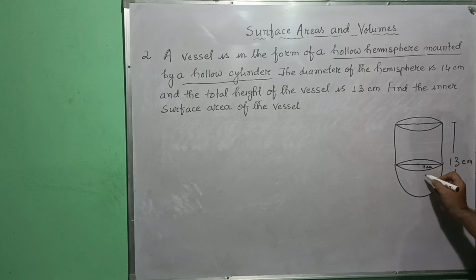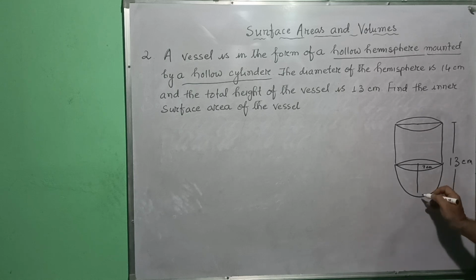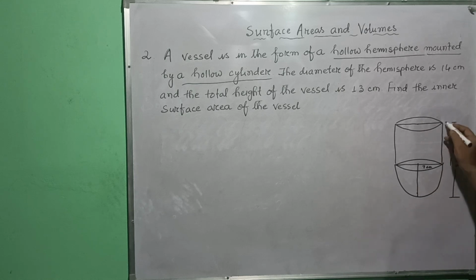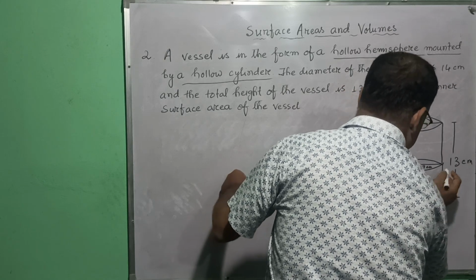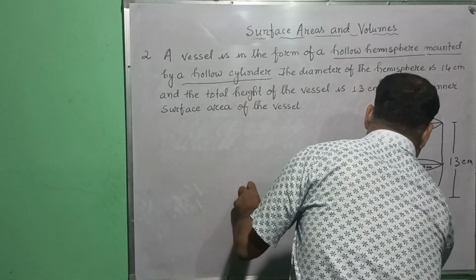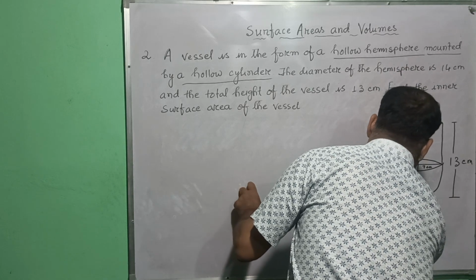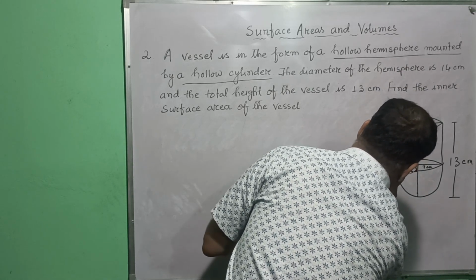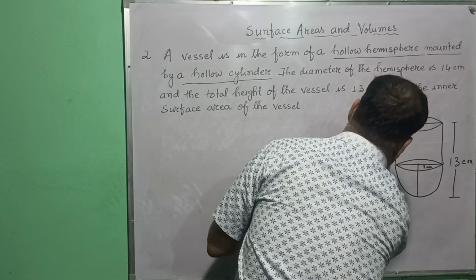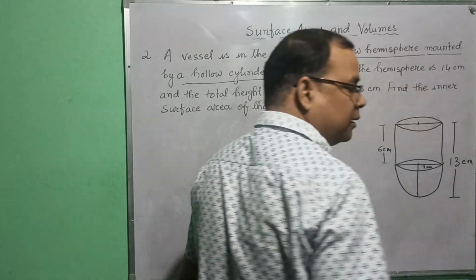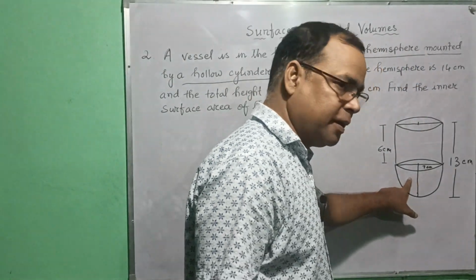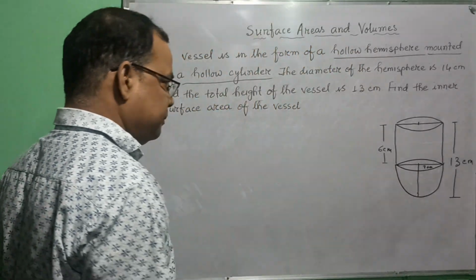So we can subtract 7 centimeter, meaning that one also 7 centimeter. So if it is 7 centimeter, then the height of the cylinder will be 13 minus 7. So we can write here the height of the cylinder as 13 minus 7 equal 6. Here we can write 6 centimeter is the height of the cylindrical part, and the radius of the cylinder will be equal to the radius of the hemisphere. So these are the measurements given.